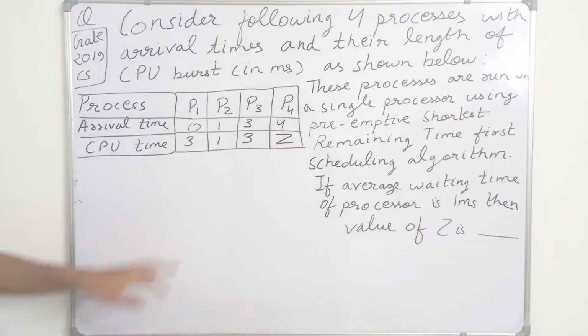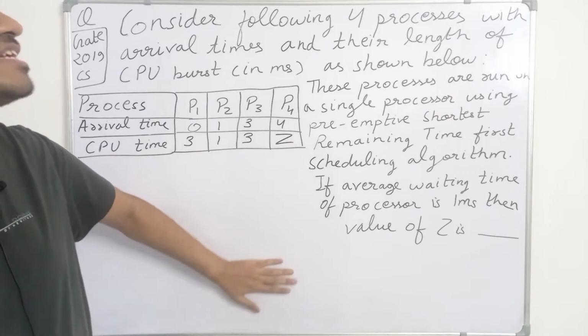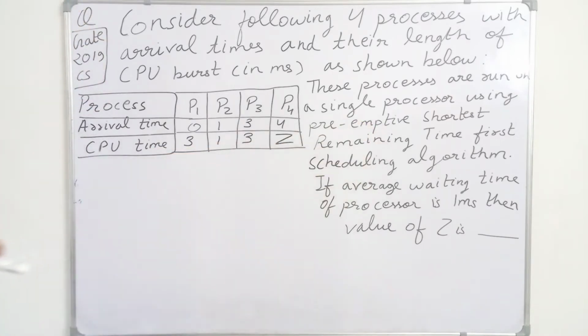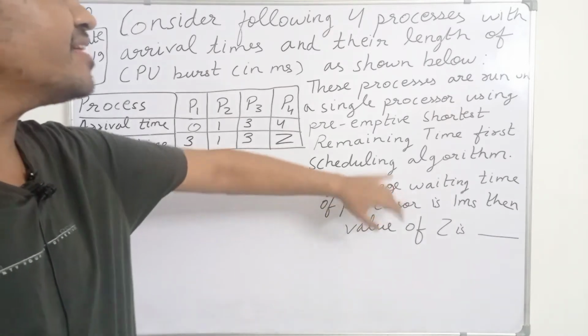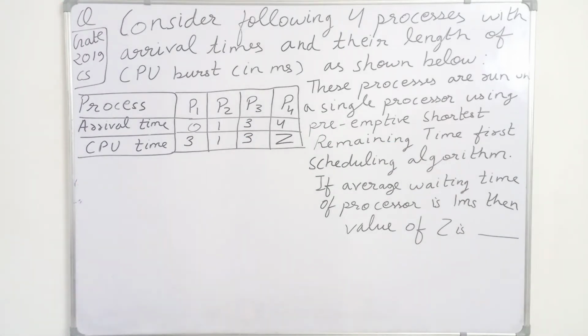So P4 CPU time is not given to us, and we have to find this in the question. Now it says that these processes are run on a single processor using a preemptive scheduling algorithm, which is shortest remaining time first. So the process with the shortest remaining time will be scheduled first and then the other processes will be scheduled. This is the scheduling algorithm being used.